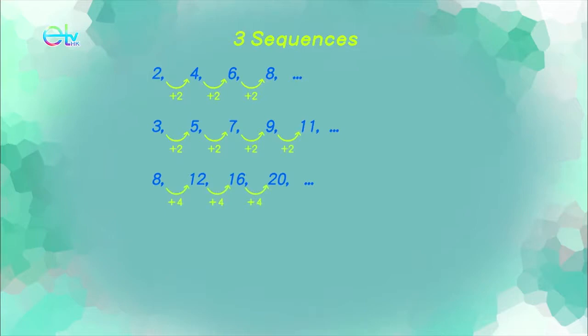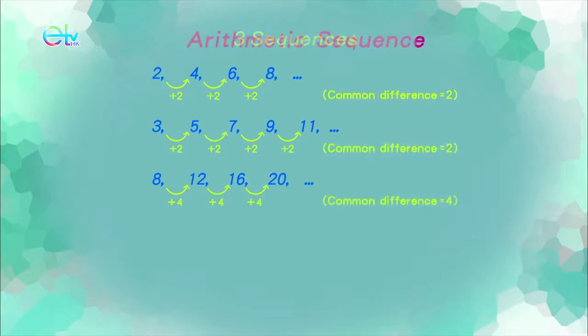We can also put it this way. In a sequence, from the second term onwards, the difference obtained when we deduct any term from its previous term is the same. This is called the common difference. This type of sequence is called an arithmetic sequence.